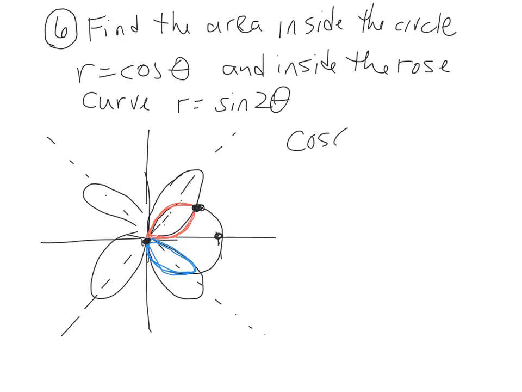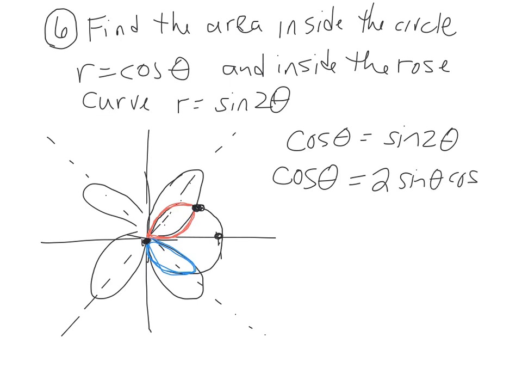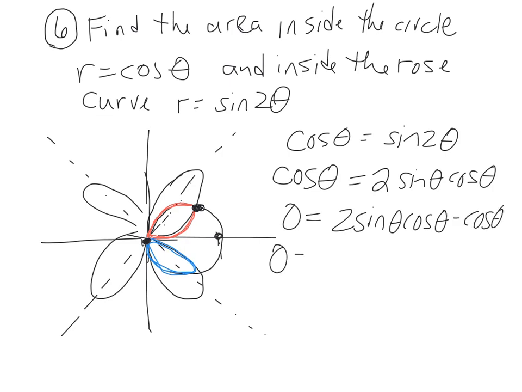The cosine of theta equals sine 2 theta. You may or may not remember the double angle formula from pre-cal. Those come in handy, especially on a problem like this. Cosine of theta equals 2 sine theta cosine theta. So I'm going to subtract cosine theta from both sides to get this set equal to 0. And then I'm going to factor out the cosine of theta.